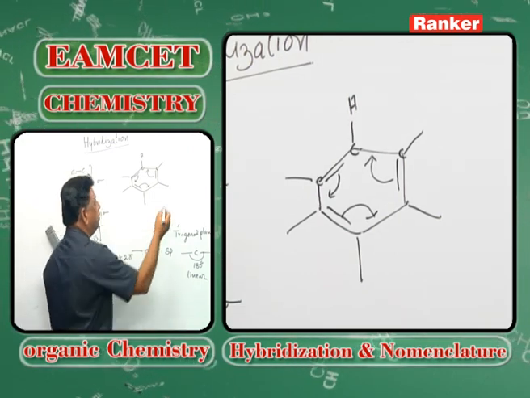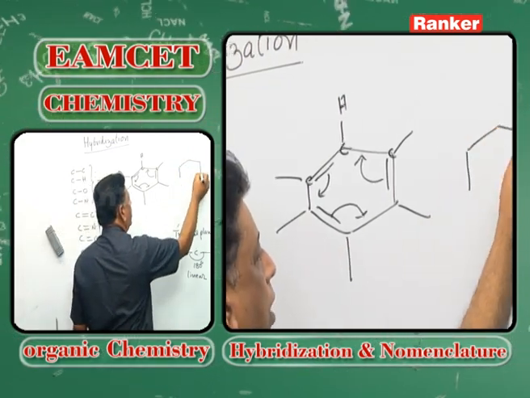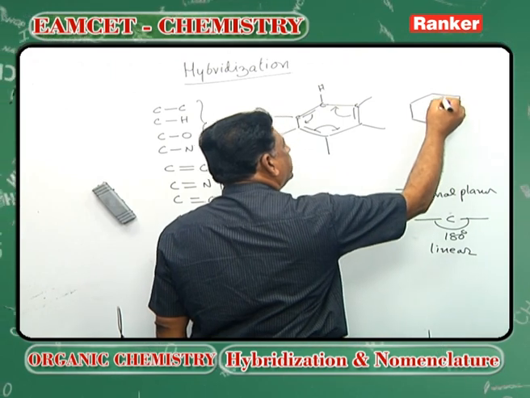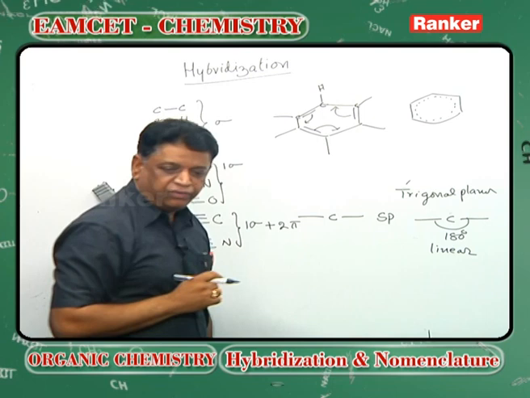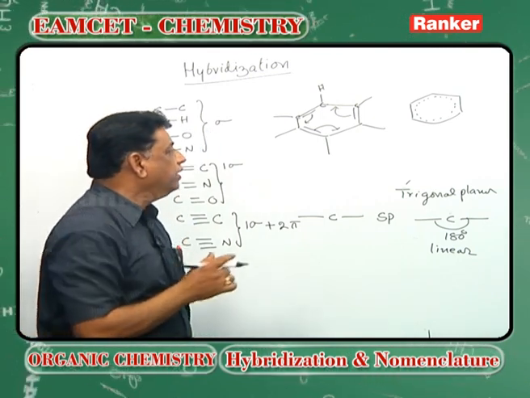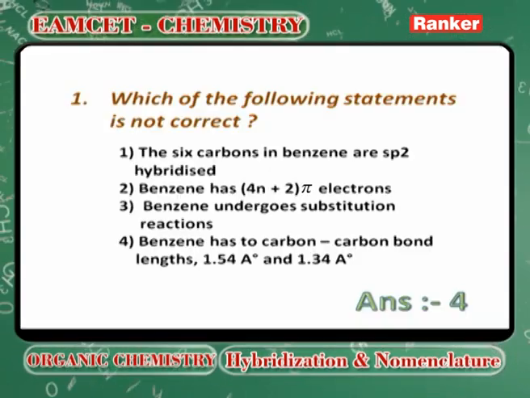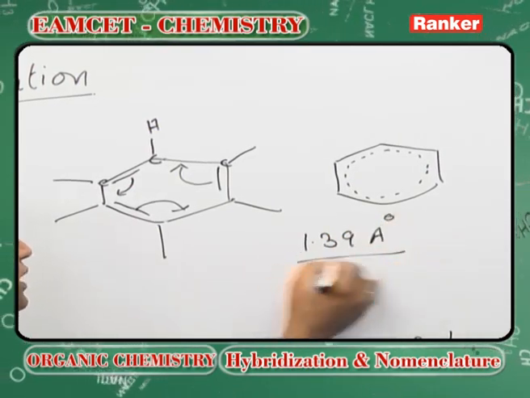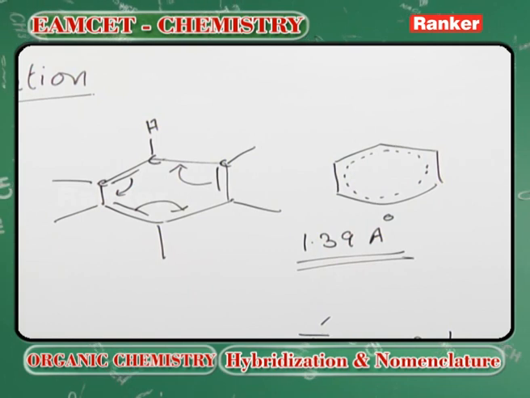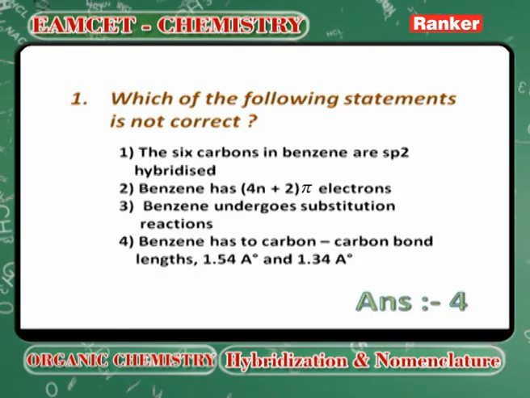As a result, what happens? The double bond and single bond lengths mutually keep changing. So neither 1.54 nor 1.34, it will be in between, around 1.39 Angstrom units. So it is an average length of double bond and single bond. Therefore, the fourth option is wrong regarding this question.